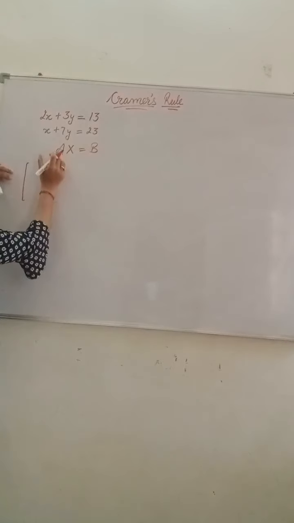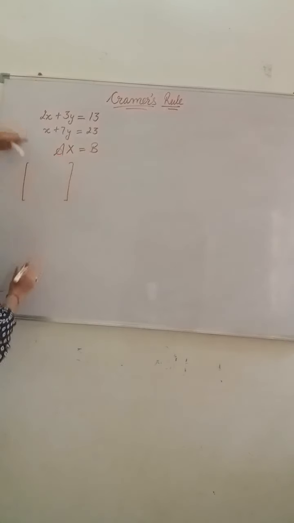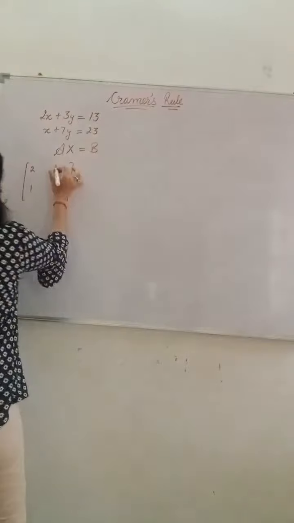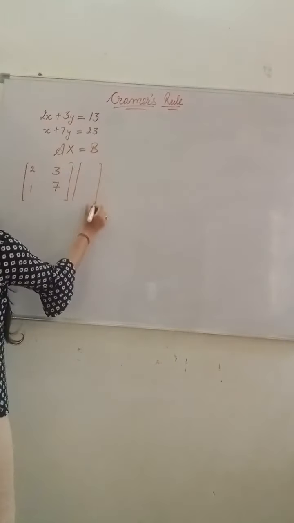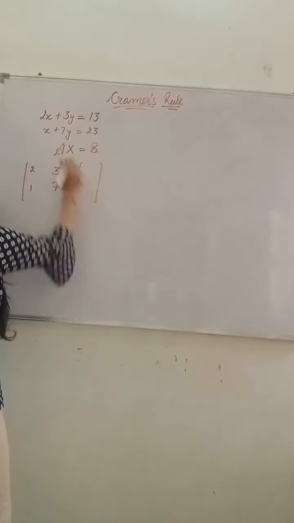First of all, take a matrix. Now, here put the coefficients of x in the first column, that is 2, 1. Now, in the second column, put the coefficients of y, that is 3 and 7. Now, take another matrix. Here, put x and y. Now, put your equals sign and take the constants in another matrix. That's it.